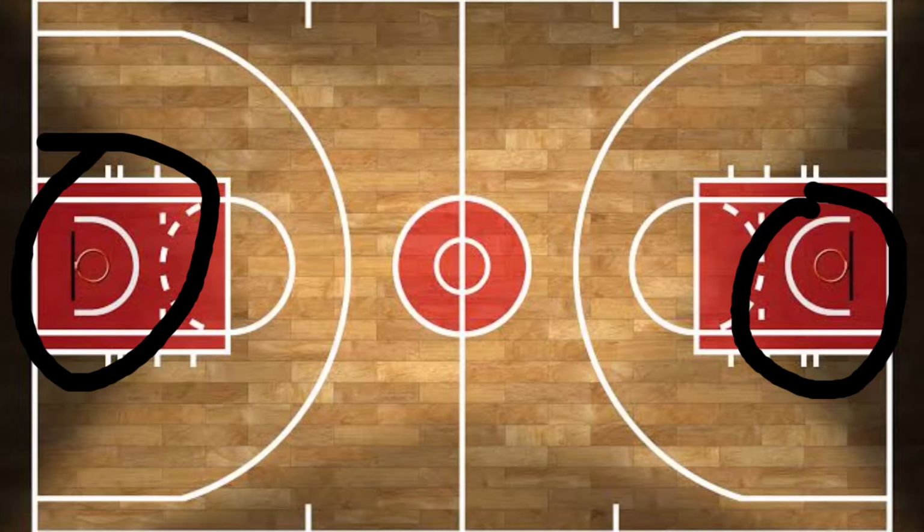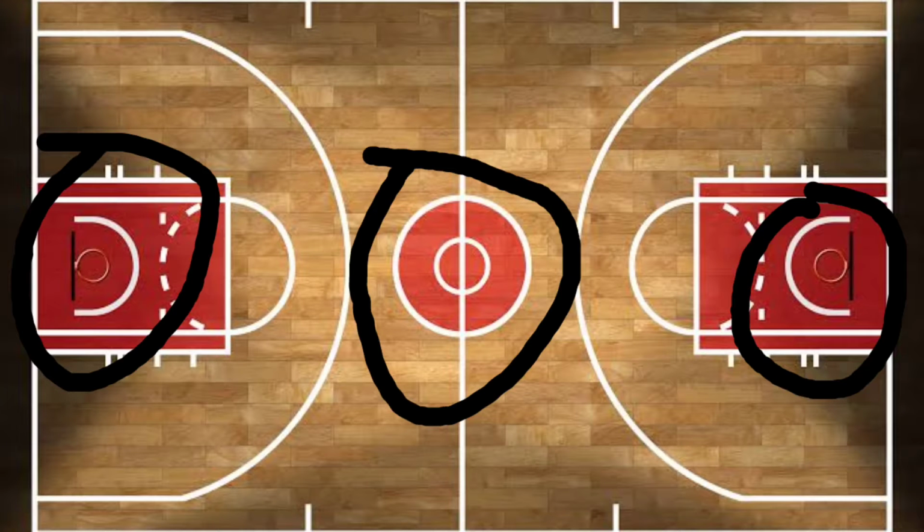The mid-court line is located at the middle part of the court, where it has a straight line and a circle line where the jump ball is conducted to start the game.